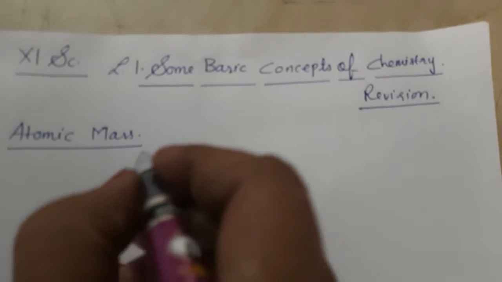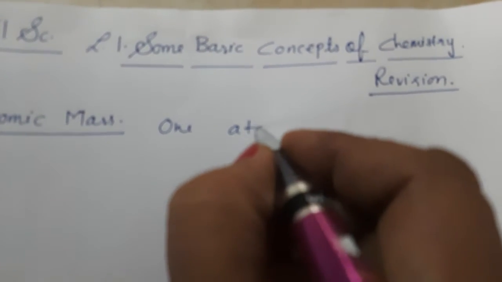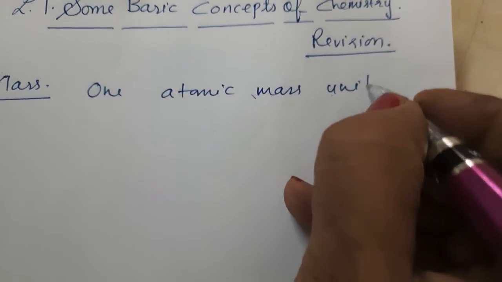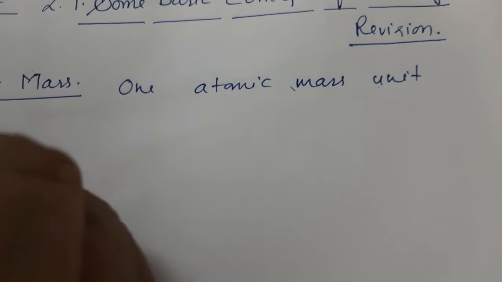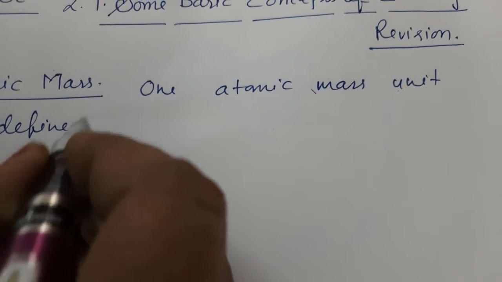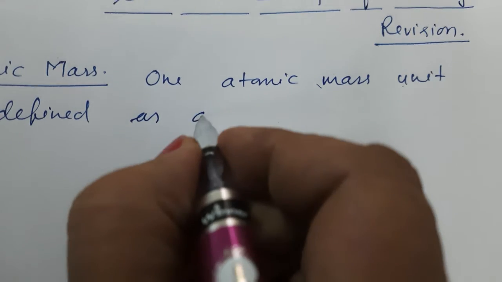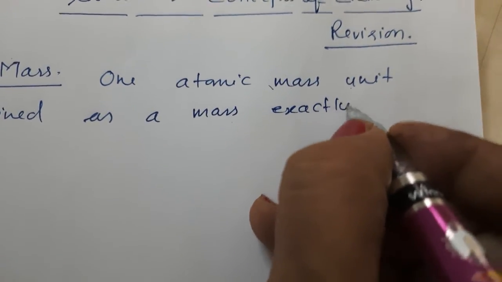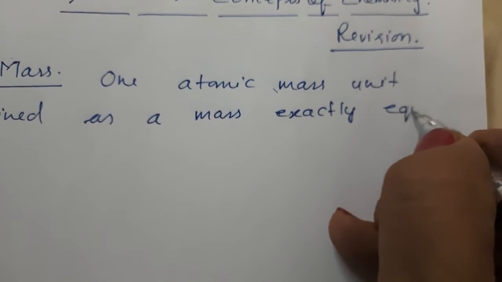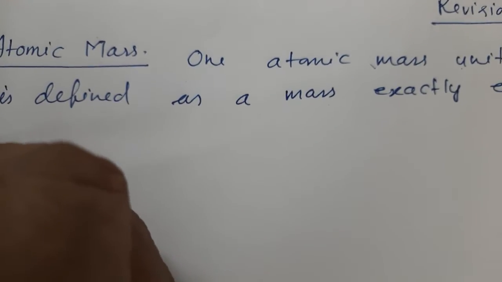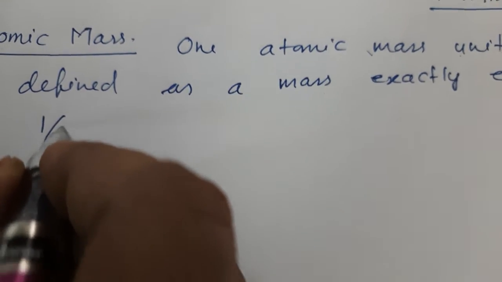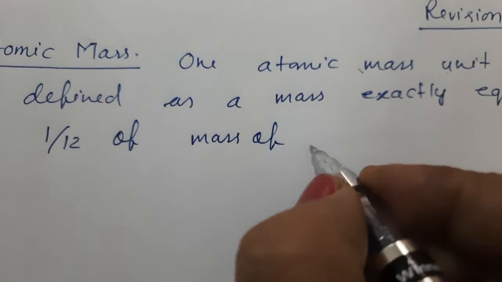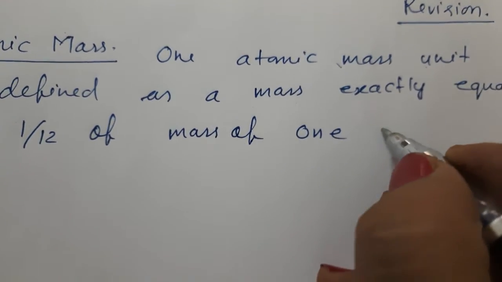One atomic mass unit is defined as a mass exactly equal to 1/12 of the mass of one atom of C12.